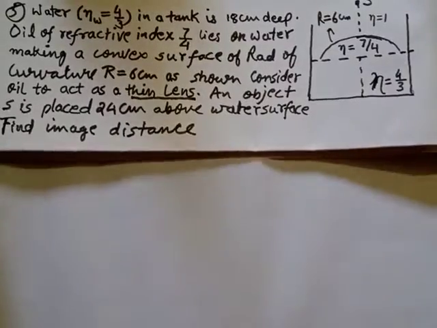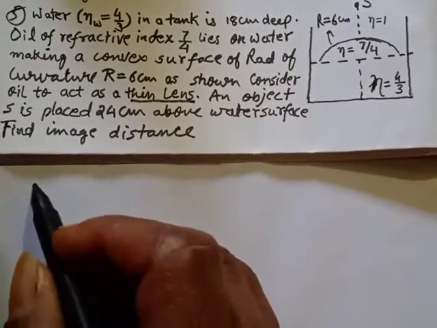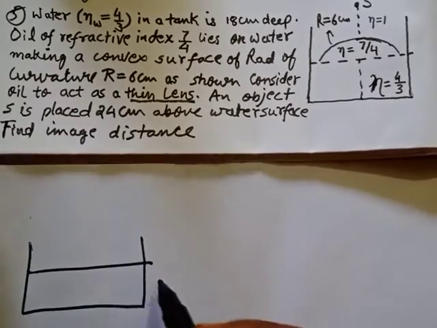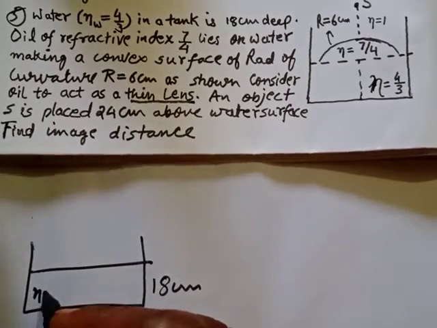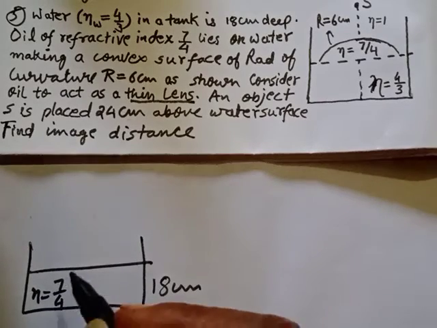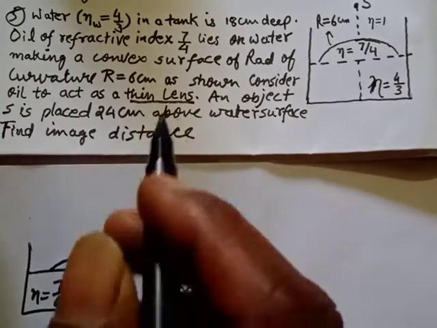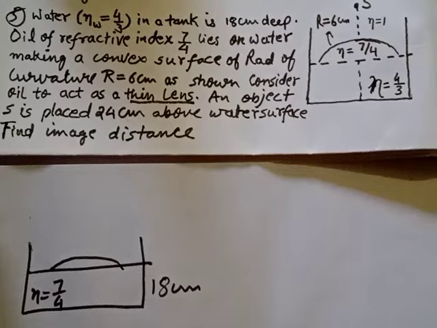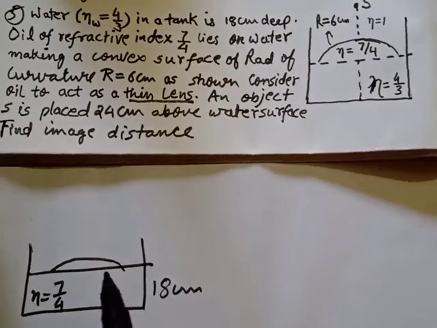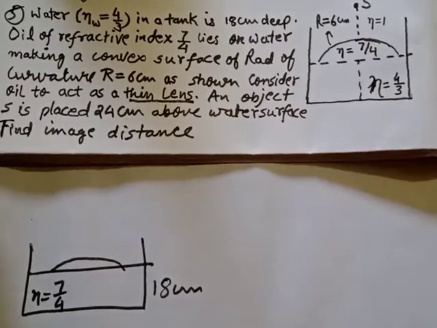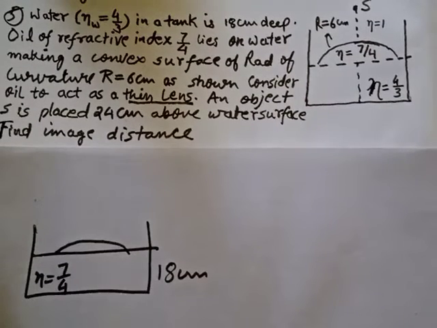Okay. Water in a tank is 18 centimeter deep. It has refractive index 7 by 4 and a convex surface of radius of curvature 6 centimeter, and it acts as a thin lens. Actually they have misguided by using this term thin lens. Well, if you want to use the lens formula, because for this part you can use the lens formula, but the problem with the lens formula is it is a final product, it is the end result, and it is applicable if the medium on both sides is the same, but it is not here, so we can't use that. Then why have they mentioned it?